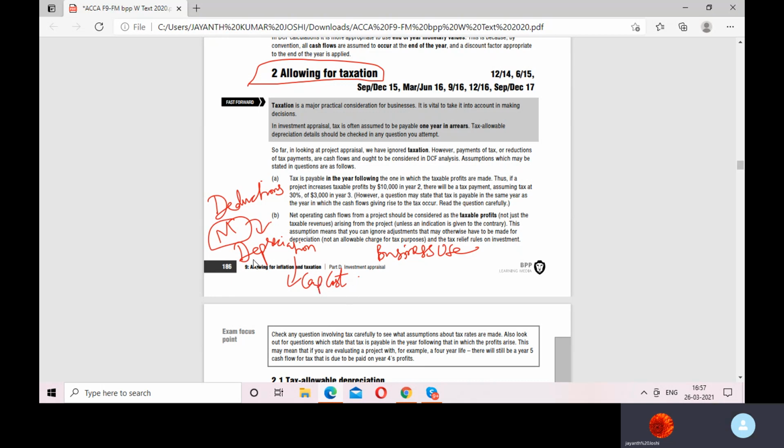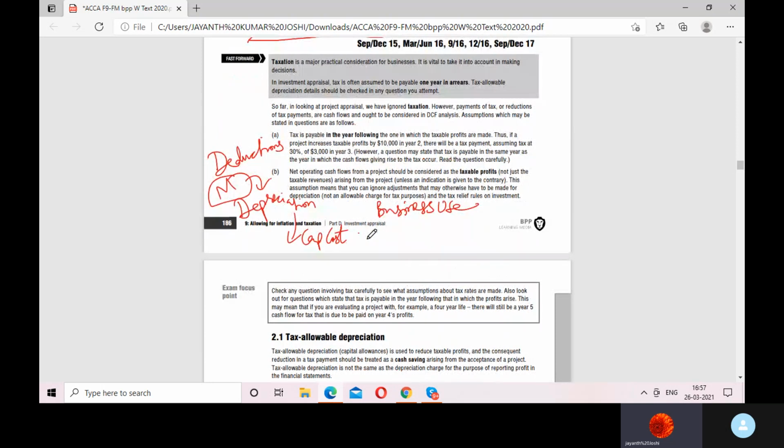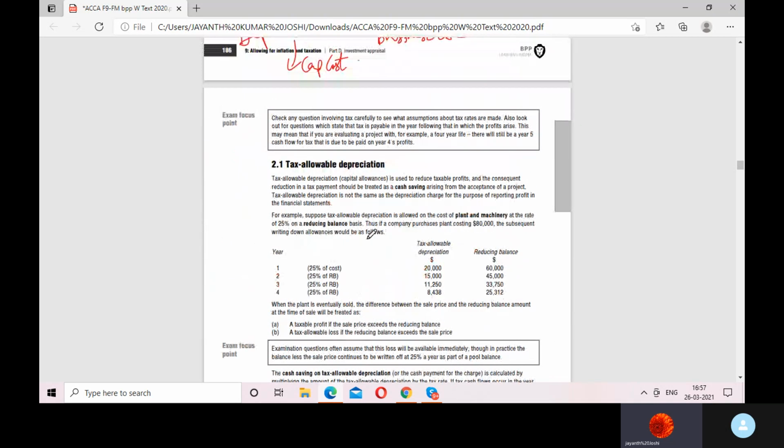For this depreciation, the government is giving you some relief. That means it is tax allowable depreciation. That means you can claim deduction on this. What is the benefit of this? It will help you to reduce your tax liability and help you to save more cash. Correct?